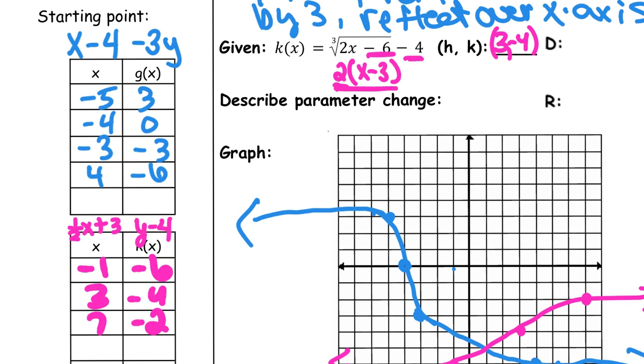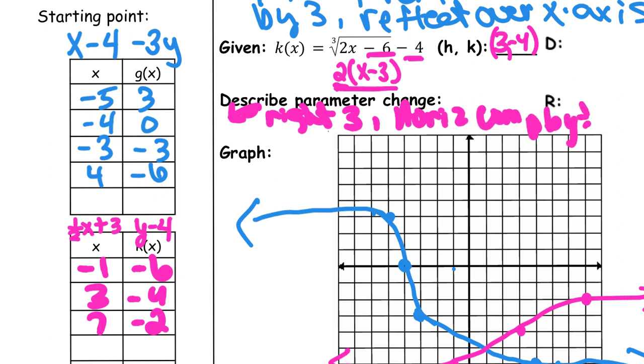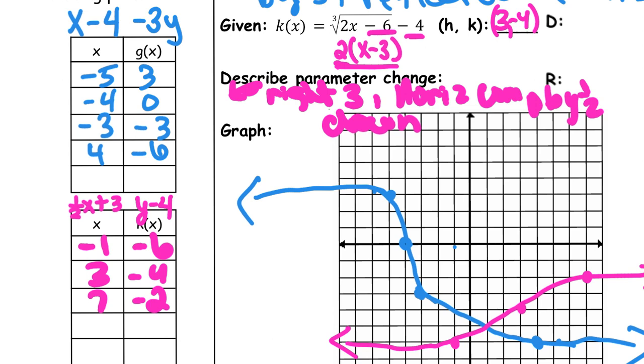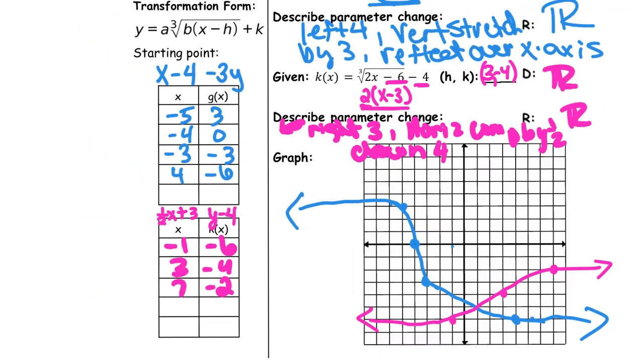Okay, so if we were to talk about the shift, this is right 3. It's a horizontal compression by 1/2. And it's down 4. Domain. Range. We okay with that?